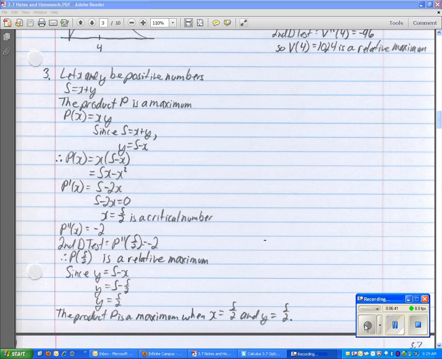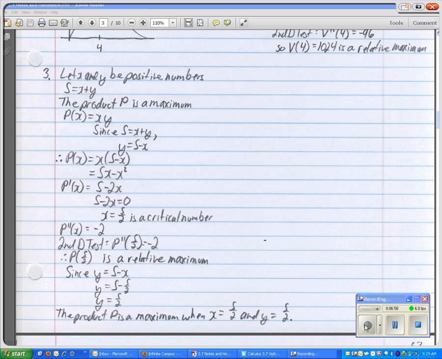They said find 2 positive numbers that satisfy the given requirements. For number 3, the sum is S and the product is a maximum. So like the example we did yesterday, we need 2 positive numbers. I called them X and Y. The sum of those 2 numbers is X plus Y. But then they want the product to be a maximum, so I call the product P. The product, which is X times Y, is to be a maximum. And I decided that X was going to be my variable. That's why I called that P of X. All right, so I've got the function I'm going to be dealing with right here.